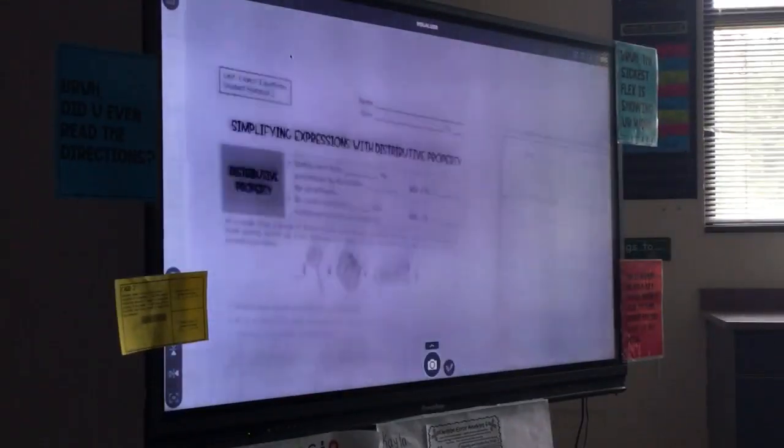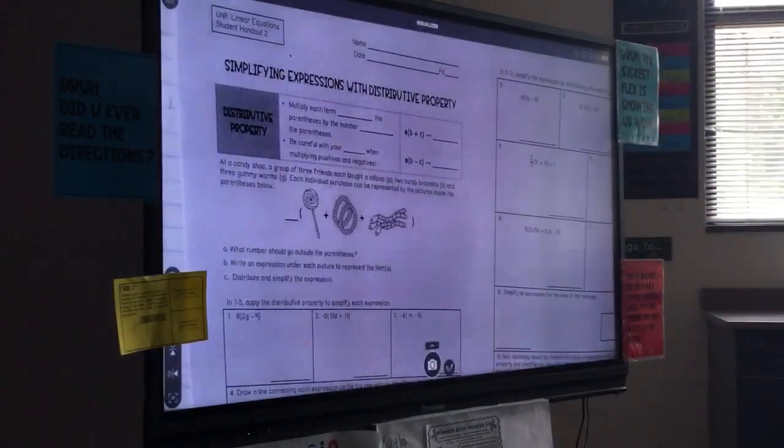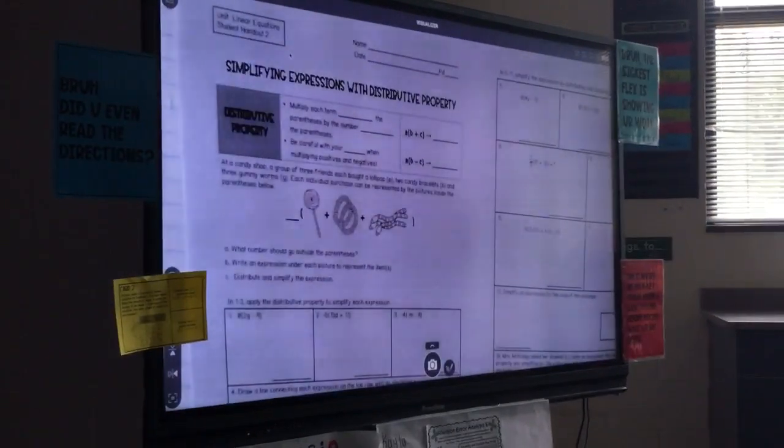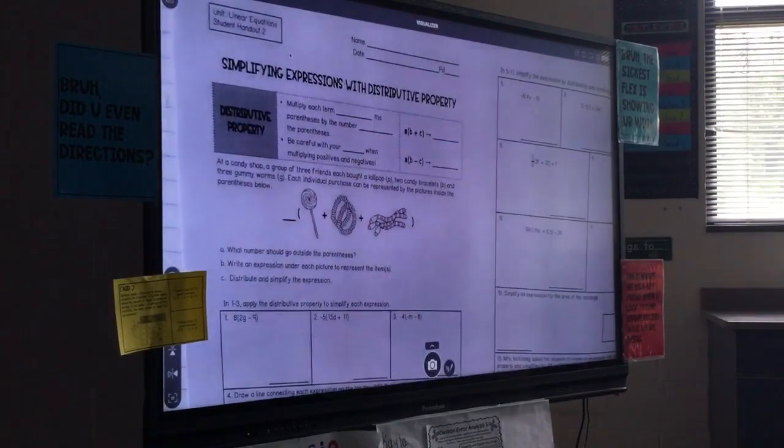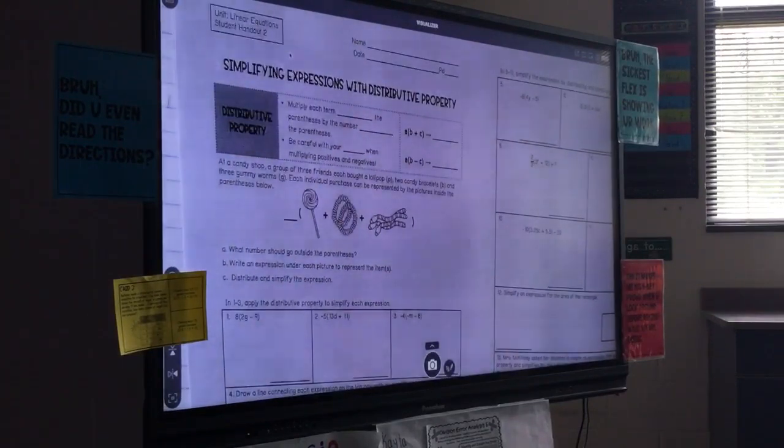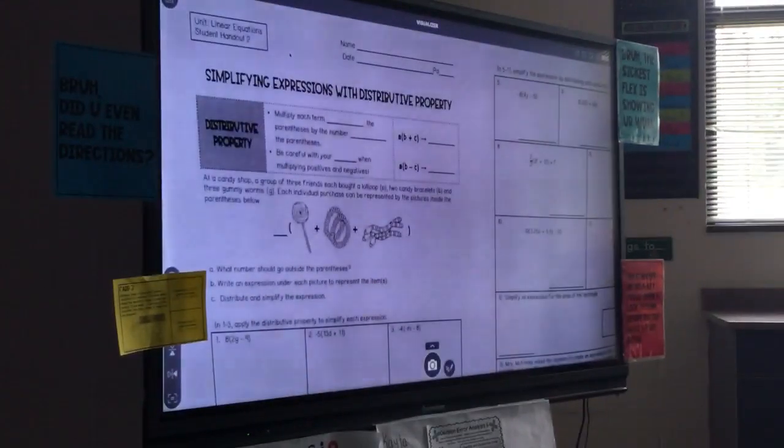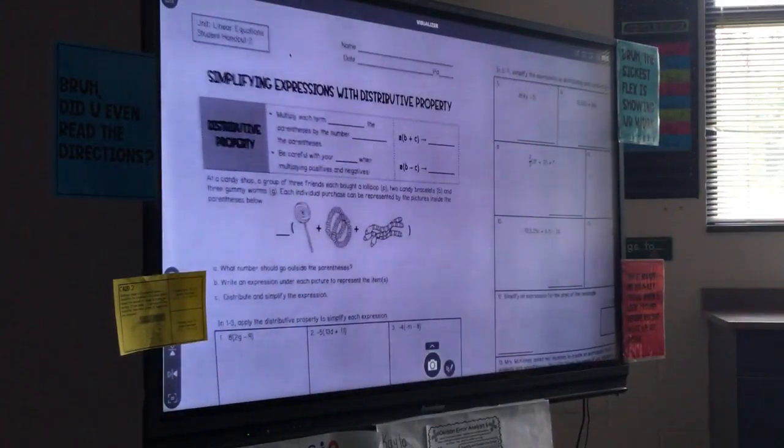All right, today we are going to be focusing on simplifying expressions, combining like terms, and distributive property. With distributive property, when you are distributing anything in, you are doing what operation with it? Raise your hand. What operation do you do when you distribute numbers inside of your parentheses? Multiplication.